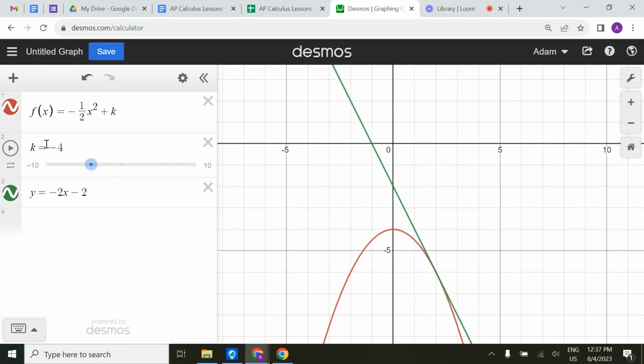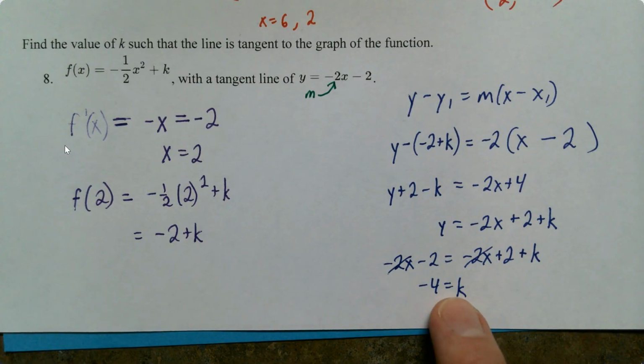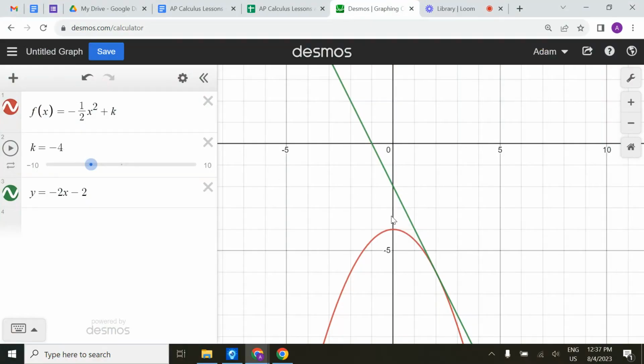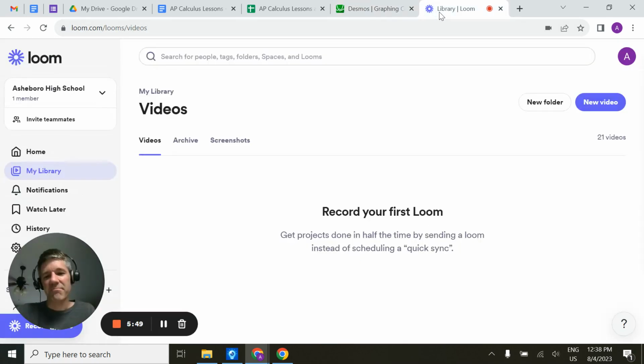It is at k equals negative 4, which we found on paper. But here we've demonstrated that it happens at the point x equals 2, comma, negative 6. We knew that it happened at x equals 2 based on what we found on paper, but this gives us a visual for what's really going on. Just wanted to demonstrate that for you. Kind of neat, isn't it? I think so too.